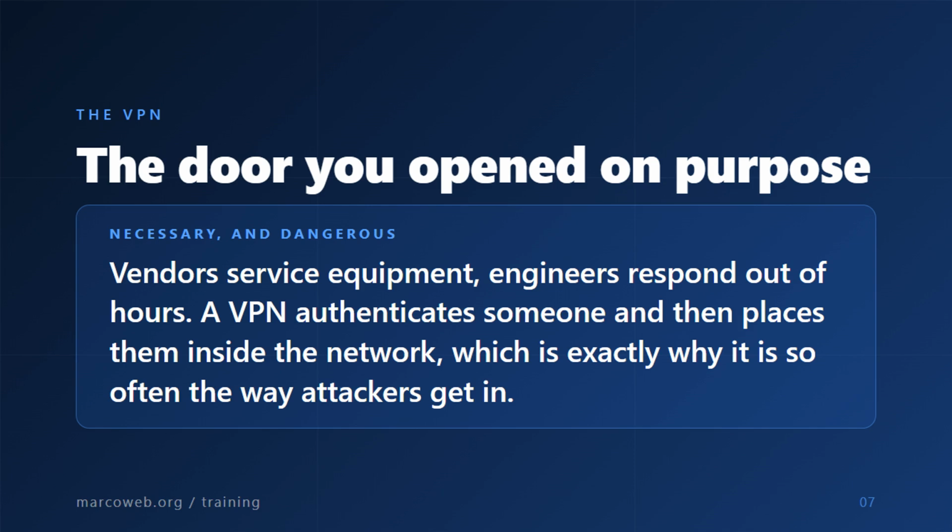But critical infrastructure cannot be a sealed box. Vendors need to service equipment and engineers need to respond out of hours, so there is the VPN, the door you opened on purpose. A VPN authenticates someone and then places them inside the network, and that is exactly why it is, repeatedly, the way attackers get in.